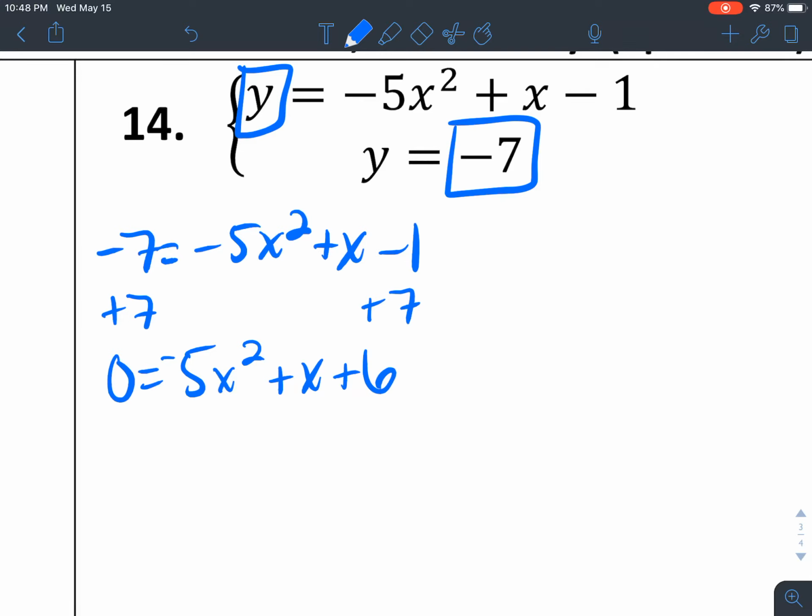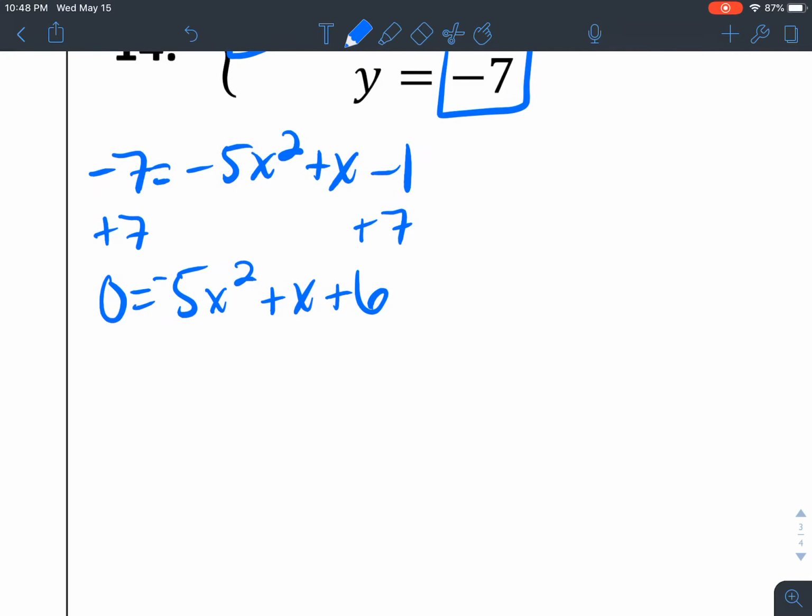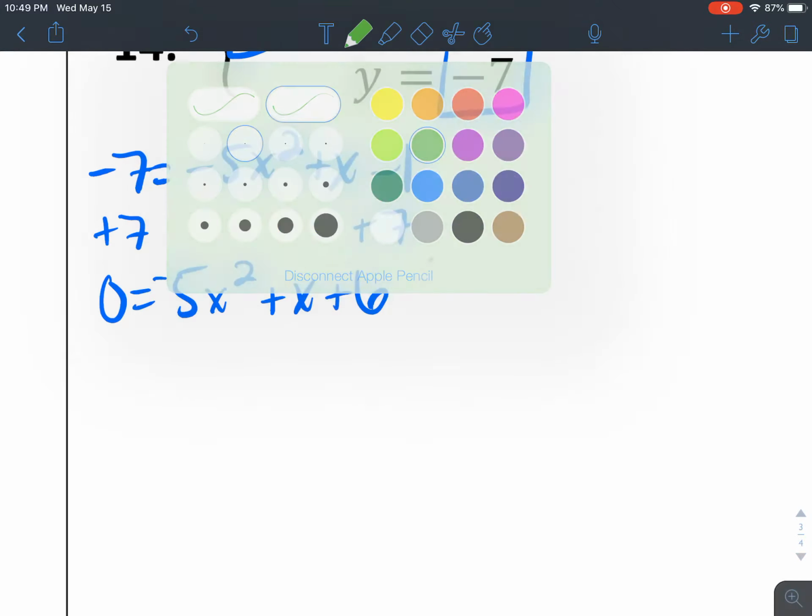So from here, you've got your two choices. This is factorable. It's not obvious. It's not going to be easy to factor this, but it is possible. Or you could always use the quadratic formula. For example purposes, I'm going to go ahead and just use the quadratic formula because that's what most people are going to go to anyway.